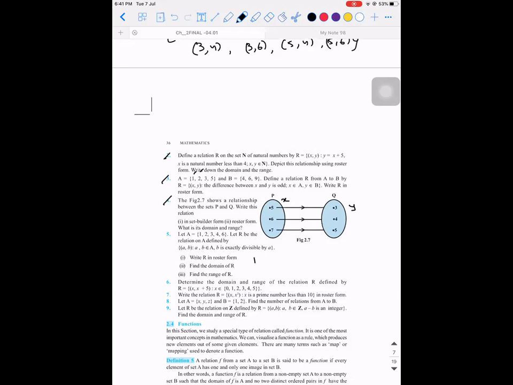So how do I write the relation? R is equal to {(x, y) such that y is equal to x minus 2}, where x belongs to P and y belongs to Q. I have written it. That's it. This is how you write it in the set builder form. So how do you write it in the roster form for this question? 5 is related to 3, 6 is related to 4, 7 is related to 5. So (5, 3), (6, 4), (7, 5). That's it.